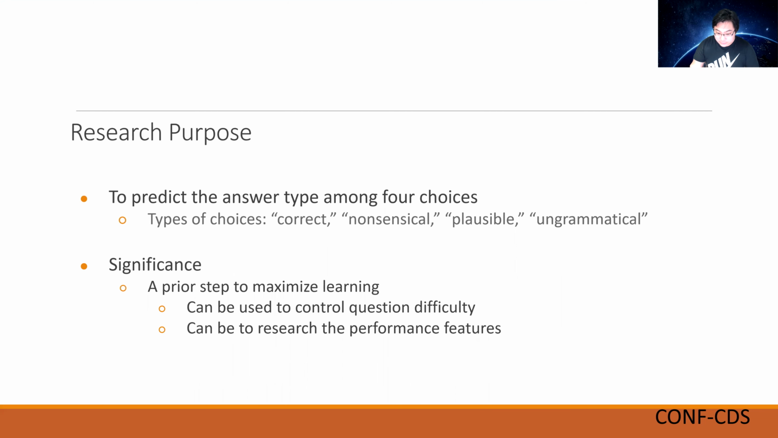The purpose of our research is to predict the answer type among 4 choices based on the student's past performance and the difficulty of the question. This is very important because it is a pre-step to maximize learning. If we can predict the answer type, we can control or adjust question difficulty for each student. We also can research the performance features to figure out what is the shortage of each student.